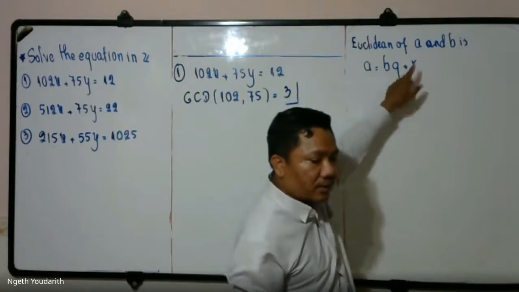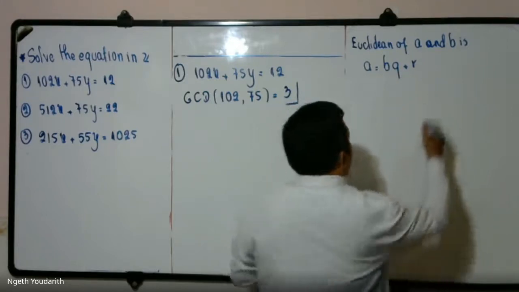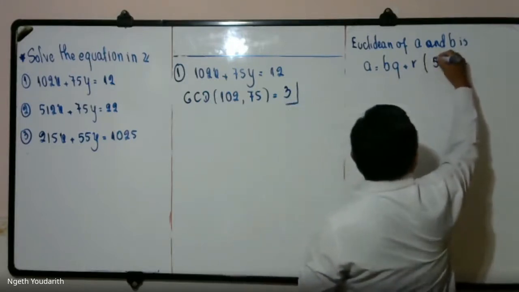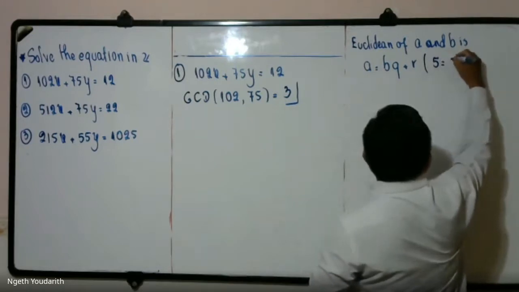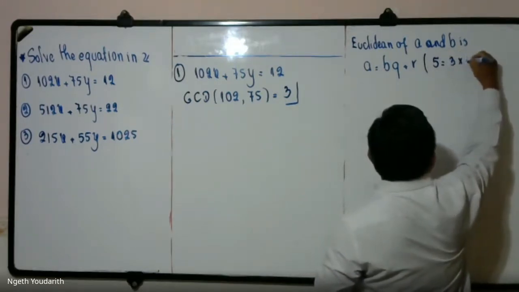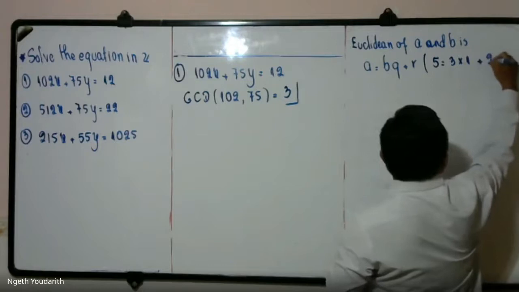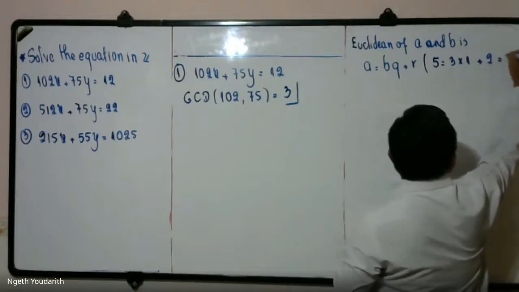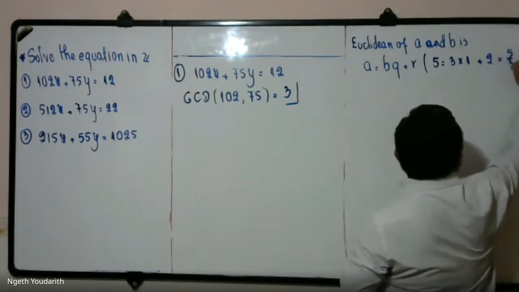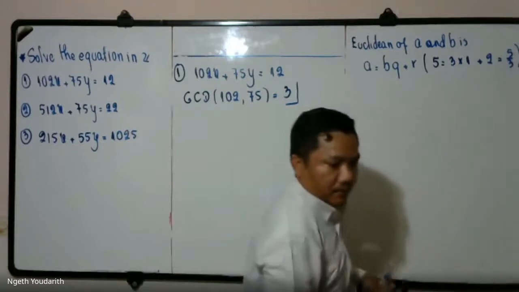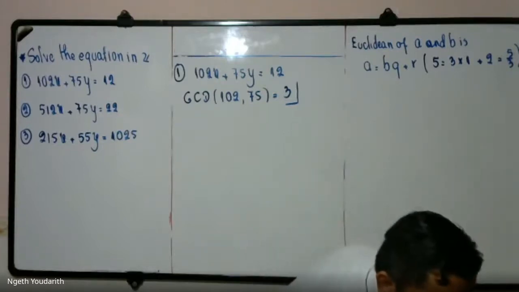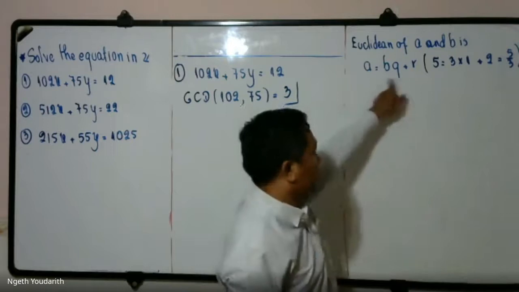You know? For example, in this point, I said 5 equal 3 multiplied by 1 plus 2. It is 5 over 3, this one. You see or not? It's here.